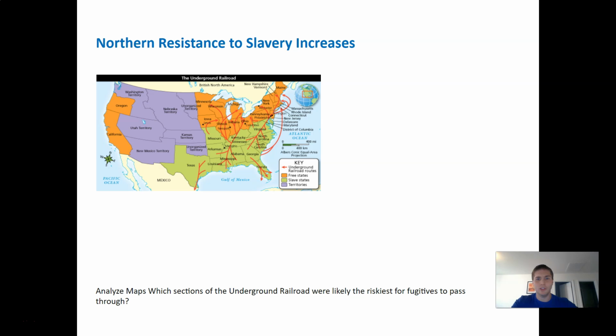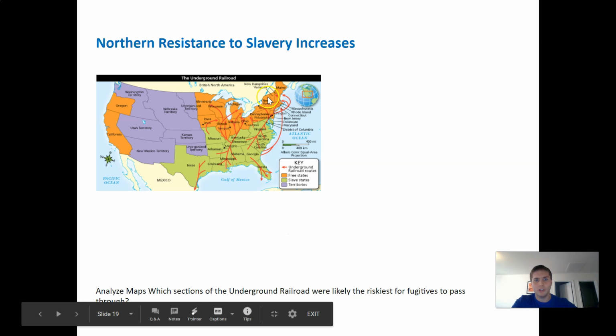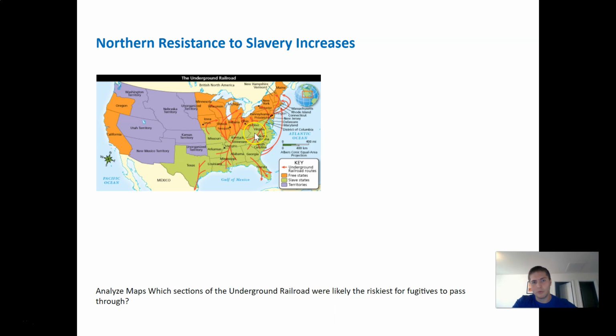And again, you can see there were more than just these routes between Maryland and Pennsylvania. They were all across the country. The primary target of the Underground Railroad, though, was to get out of the country, because even in the Northern states, you weren't really safe. You had to get into Canada, you had to get into Mexico, you had to probably get into Haiti, areas where you knew that you could be free and that you could legally stay.